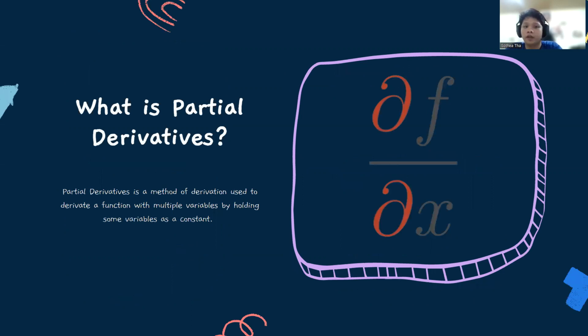What are partial derivatives? Partial derivatives are a method of derivation used to derive a function with multiple variables by holding some variables as a constant. So if you're given a function f of x and y, and you want to derive it partially, that means you will have to hold one of the variables as a constant. For example, keeping x constant, you derive y, but you keep x a constant.